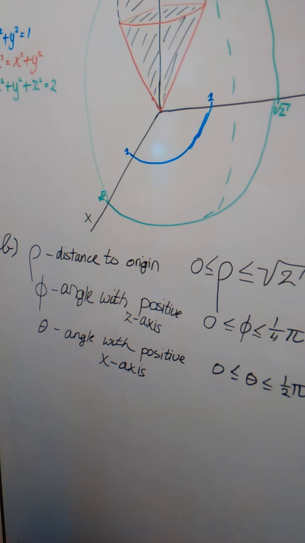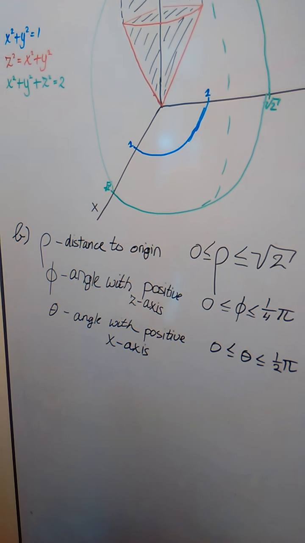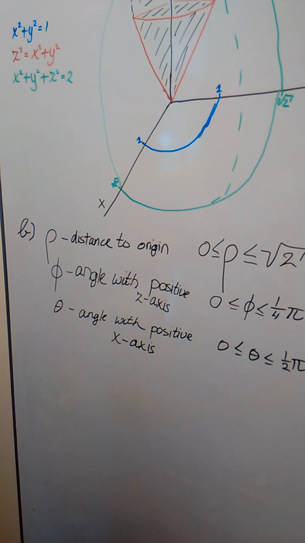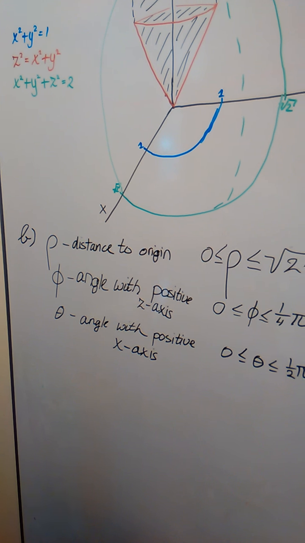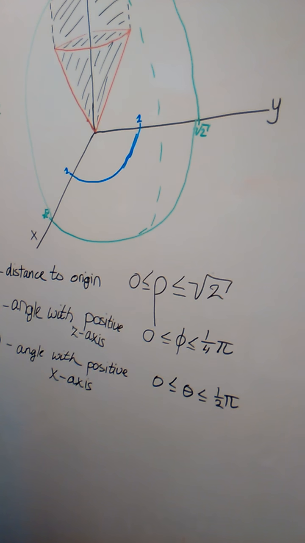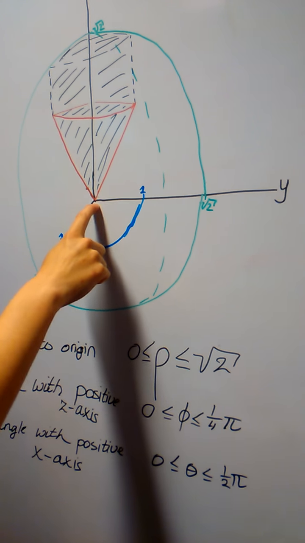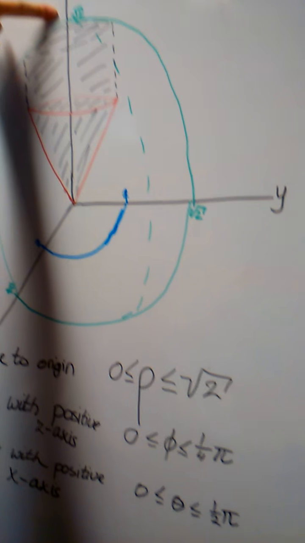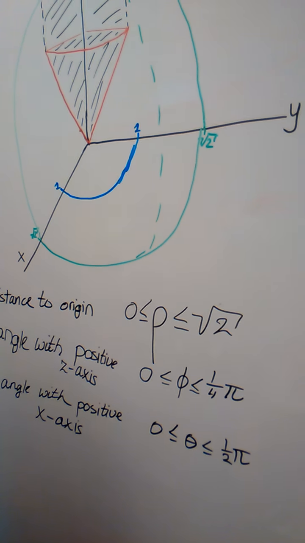Then the second assignment was to write the domain of integration in spherical coordinates. The spherical coordinates are rho, phi, and theta, which are respectively the distance to the origin, the angle with the positive z-axis, and the angle with the positive x-axis. For the distance to the origin, the smallest distance is the bottom tip of the cone, which is 0, and the biggest distance is the top of the sphere, which is square root 2. So the bounds of rho are 0 to square root 2.